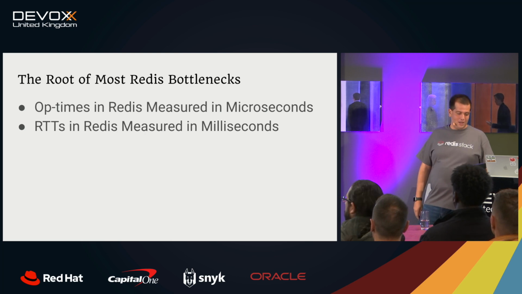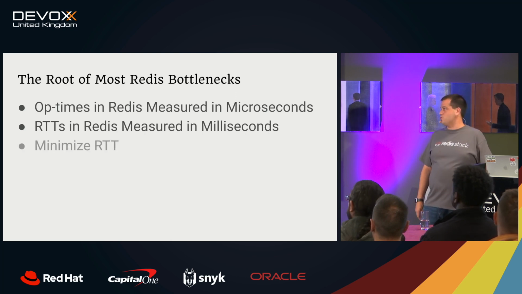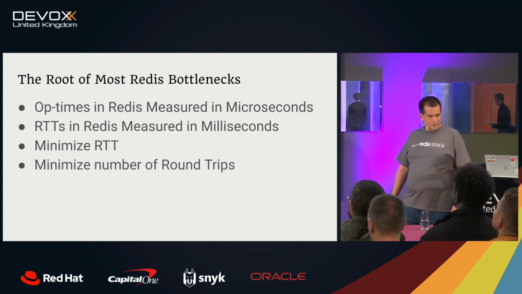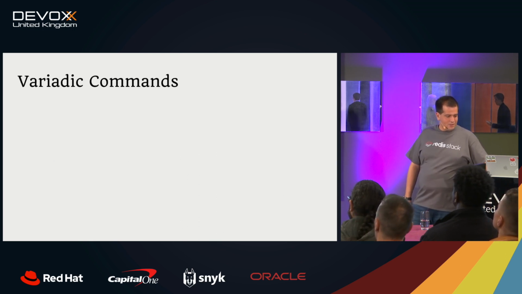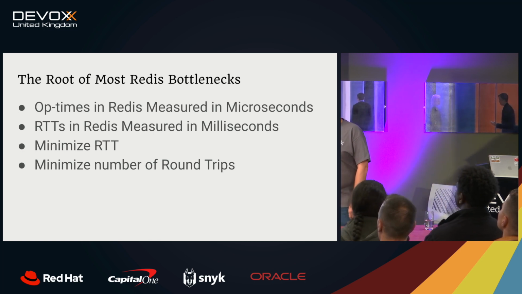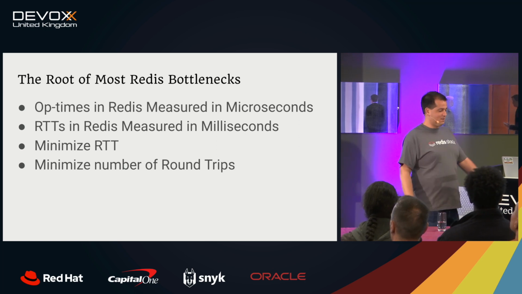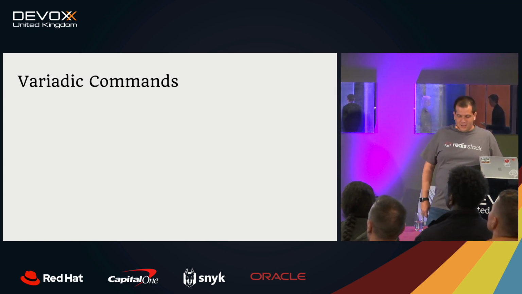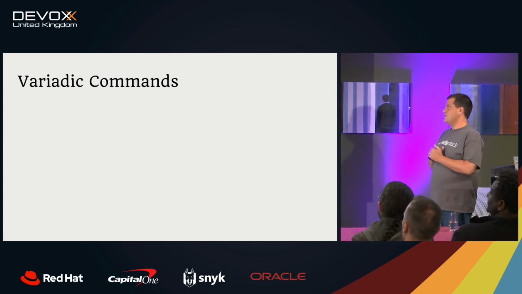So the more important thing here is to make sure we minimize the number of round trips that we make to Redis. So the two ways you can optimize this are lowering the round trip time or minimizing the number of round trips. That's what I was trying to get at. Sorry. And there's a couple of ways to do this.